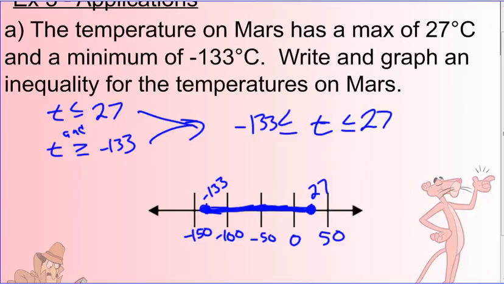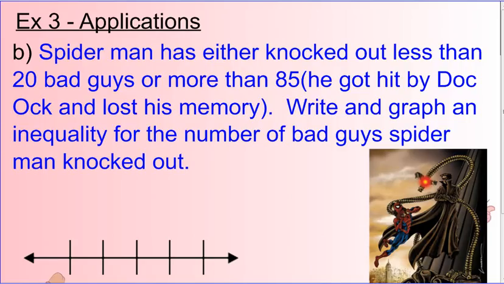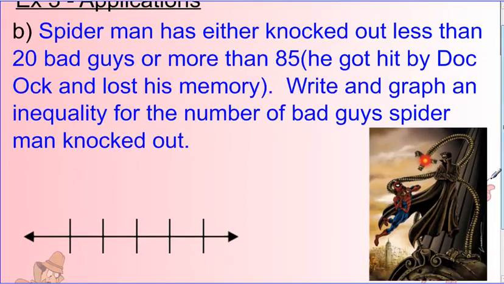Okay. Letter B. It says Spider-Man has either knocked out less than 20 bad guys or more than 85. He got hit on the head by Dr. Octopus and lost his memory. Write and graph an inequality for the number of bad guys Spider-Man knocked out. So it's less than 20 or more than 85. Go ahead, pause the video, write that inequality, graph it, and we'll go through it together in just a second.